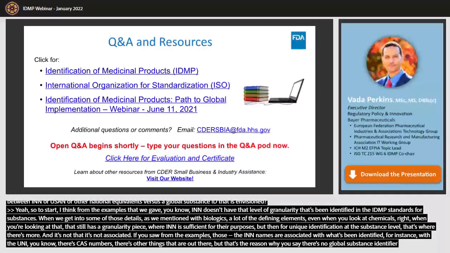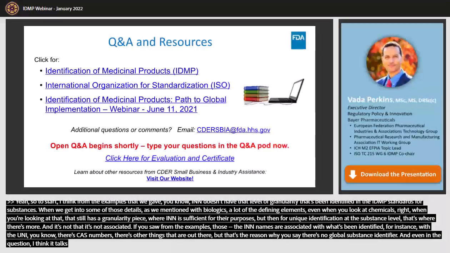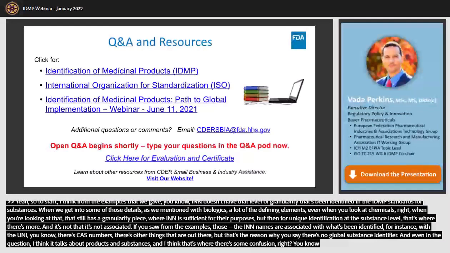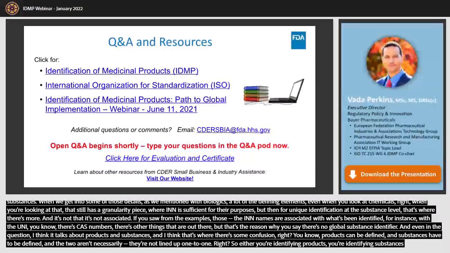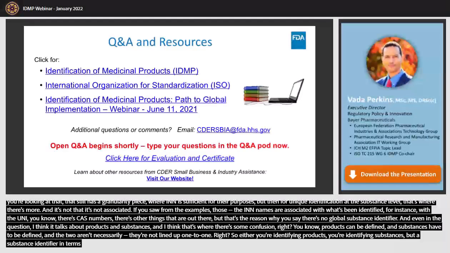And even in the question, I think it talks about products and substances, and I think that's where there's some confusion. Products can be defined, and then substances have to be defined, and the two aren't necessarily lined up one-to-one. So either you're identifying products or you're identifying substances, but a substance identifier in terms of IDMP is not a product identifier.